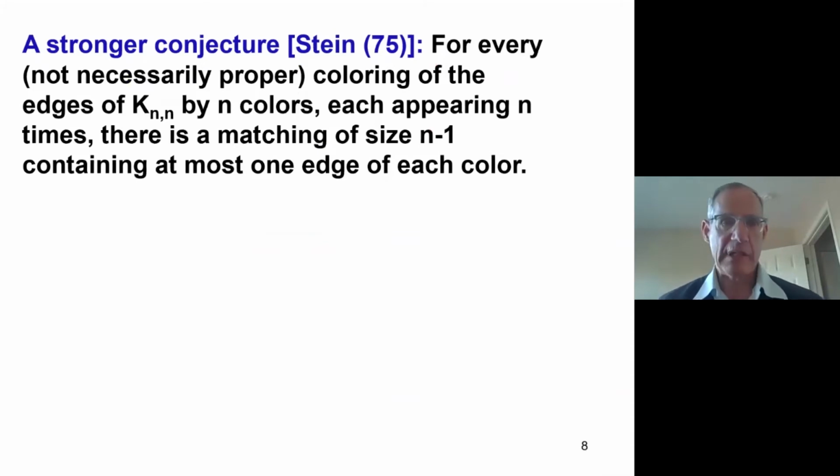There was a stronger version of this conjecture, due to Stein in the 70s. He thought that maybe you don't even need the original coloring of this complete bipartite graph to be a proper coloring. So the statement was that for every not necessarily proper coloring of the edges of K_{n,n} by n colors, where each color appears n times but now it can appear anywhere, there is a matching, not a perfect matching, because there are some simple counterexamples, but a matching of size n minus 1, containing a fair amount of each color, and fair would be here at most one edge of each color. But this turned out to be false.